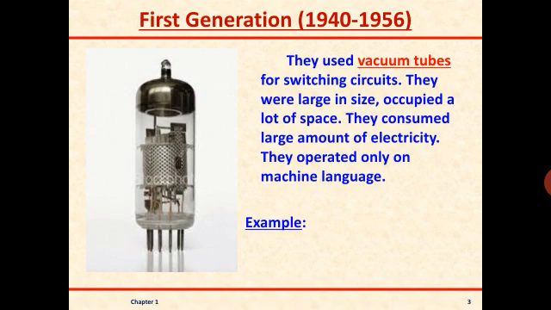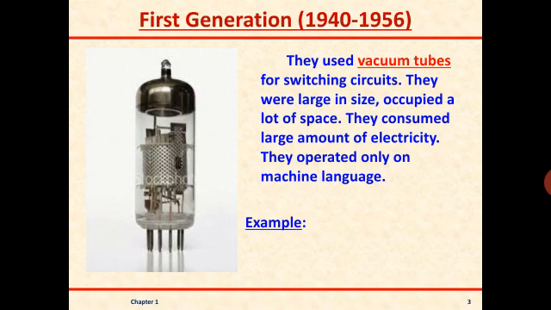The first generation of computers used vacuum tubes to prepare the switching circuits. Means what? The first generation computers were made up of one electronic device, and that is nothing but our vacuum tubes. These vacuum tubes were used to form switching circuits, nothing but our electronic circuits.